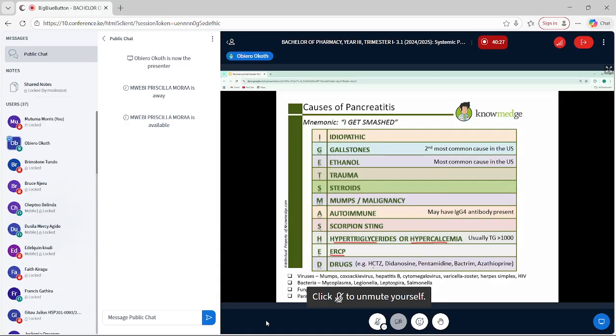Drugs: hydrochlorothiazide, adenosine, pentamidine, a lot of drugs. The viruses, the best example here being mumps, the Coxsackie, hepatitis B, cytomegalovirus, varicella zoster, herpes simplex, and HIV. Bacteria: mycoplasma, legionella, leptospira, salmonella, even fungus, aspergillus, and even parasites: Toxoplasma, Cryptosporidium, and Ascaris. This can cause pancreatitis.